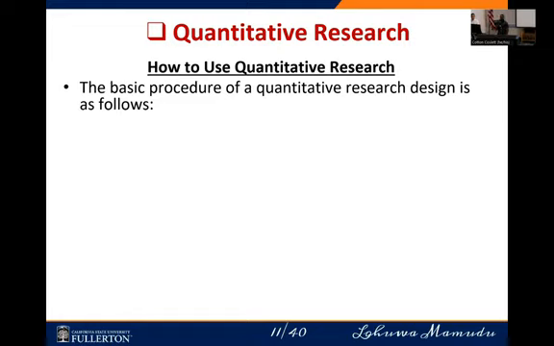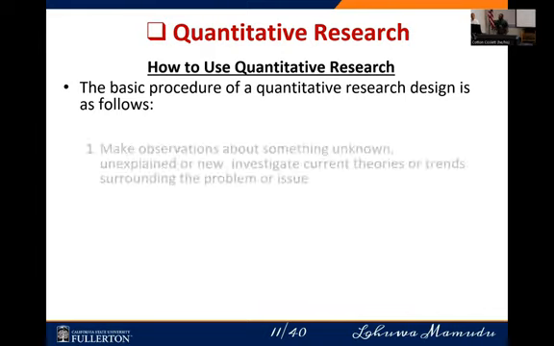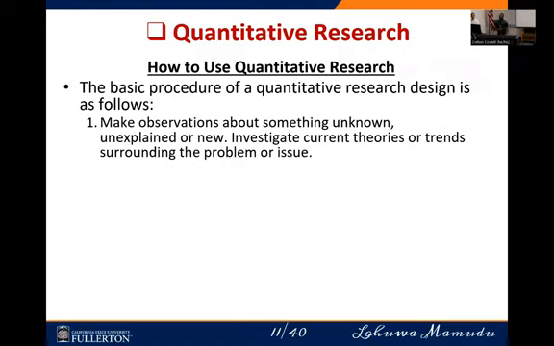Now there are basic procedures when it comes to making use of quantitative research. What are these procedures? The first procedure is to make an observation about something unknown. Before you proceed with quantitative research, the first thing you do is to make an observation. For instance, maybe you are a medical doctor, and you observe that people who walk into the hospital and are diagnosed with hypertension, most of them are the aged group or the adult group, let's say 65 plus. This is the initial observation you make.